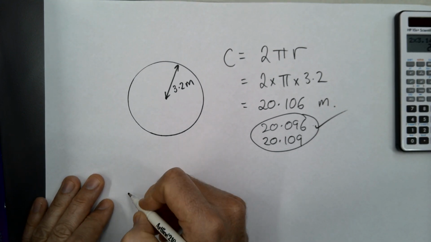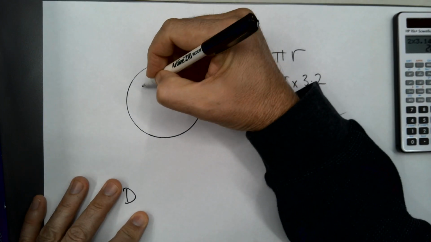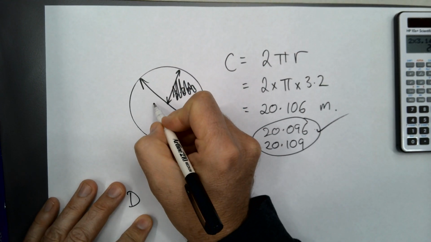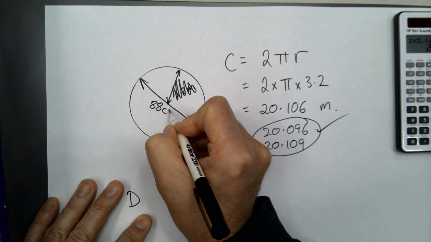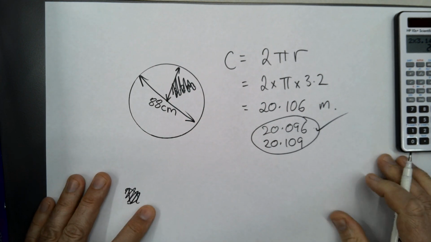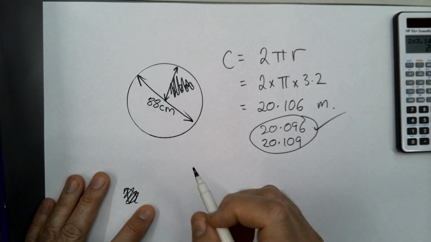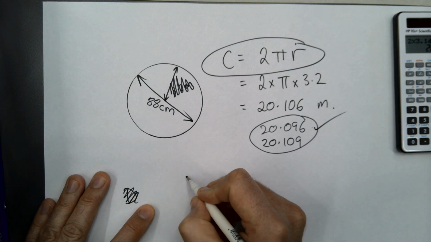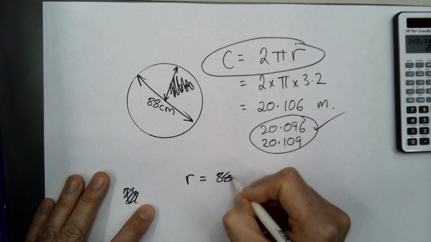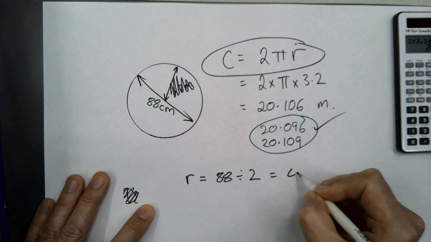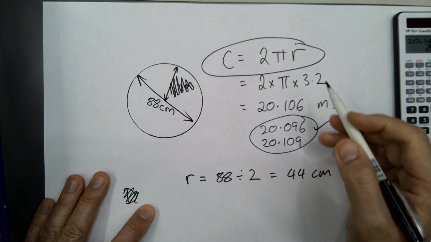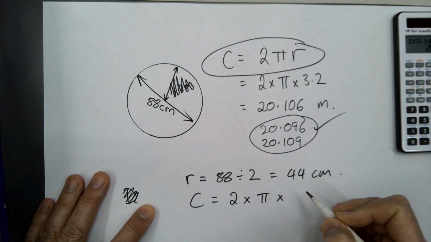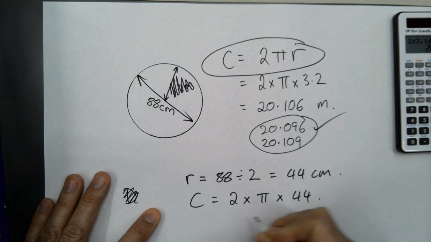Now, what if I've got the diameter? What if it's not that one, what if it's 88 centimeters? Well, don't use the 88 centimeters directly if you're going to use that formula. What you've got to do first of all is find the radius, which is 88 divided by 2, which is 44 centimeters. Then you go and use that. So circumference is 2 times pi times 44.